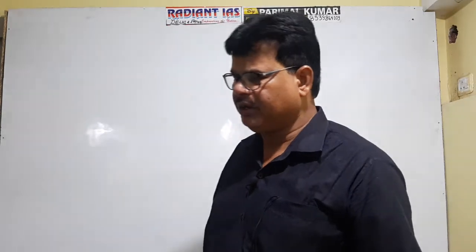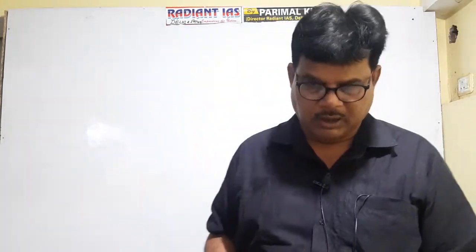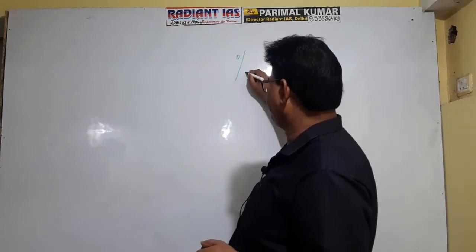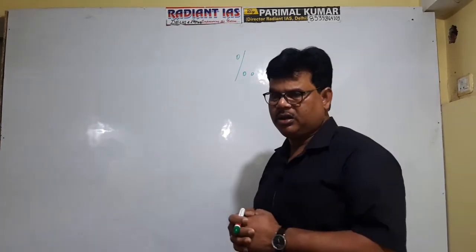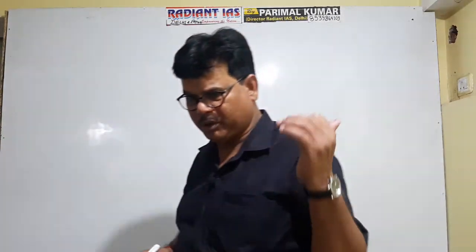Oceanic salinity is defined as the weight of salt in grams present in 1000 grams of oceanic water, and it is expressed through this sign. This is not actually a percentile, but I will use the term percentile. It is expressed in terms of percentile.